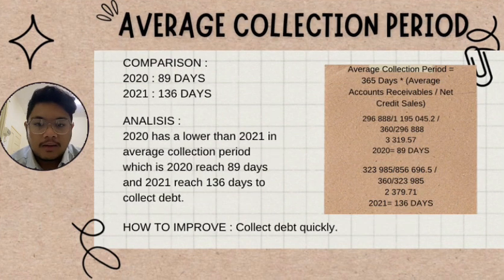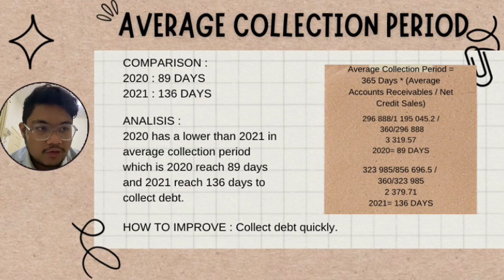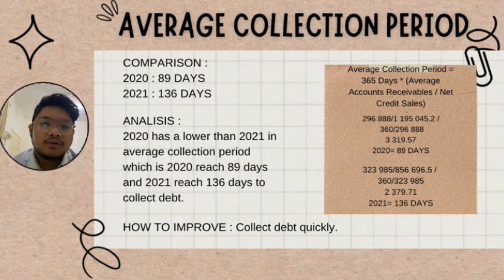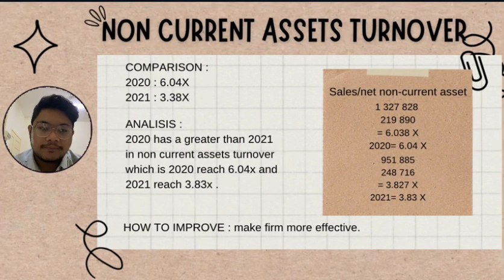Then I'm gonna go to average collection period. So 2020 is lower than 2021 in average collection period, which is 2020 reached 89 days and 2021 reached 136 days to collect debt. So Flora need to make the time to collect debt quicker by changing the credit policies. And then I'm going to non-current asset turnover.